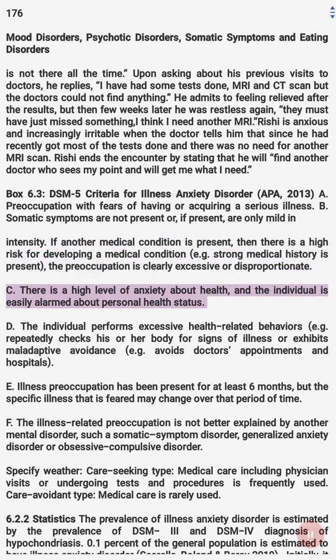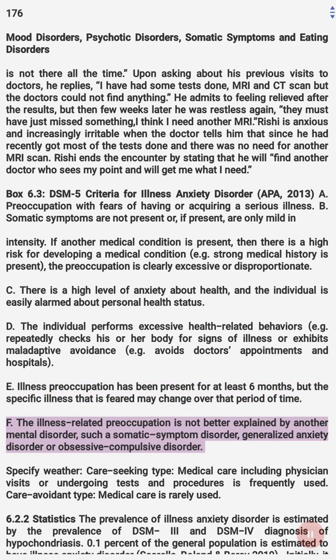C. There is a high level of anxiety about health, and the individual is easily alarmed about personal health status. D. The individual performs excessive health-related behaviors, for example, repeatedly checks his or her body for signs of illness, or exhibits maladaptive avoidance, for example, avoids doctor's appointments and hospitals. E. Illness preoccupation has been present for at least 6 months, but the specific illness that is feared may change over that period of time.